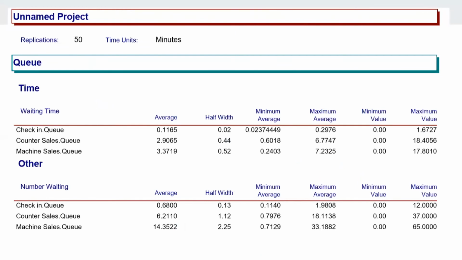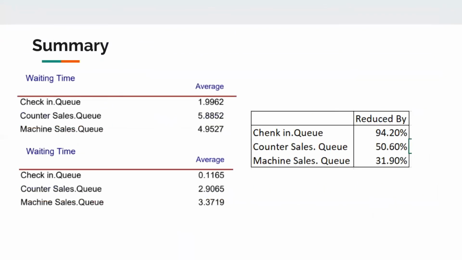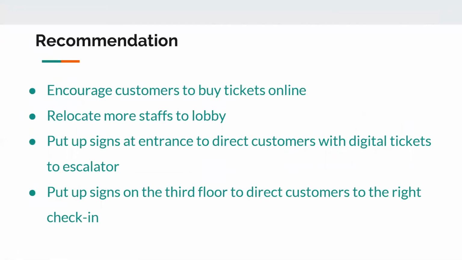Here comes our summary. So based on our observation and simulation model, we came up with the better arrangement of the theater resource by relocating more staff to check-in stands or counters and adding 2 more vending machines. Check-in queue time could be reduced by 94.2%, and counter queue time could be reduced by 50.6%, and machine queue time could be reduced by 31.9%. And we have 4 recommendations for the AMC Empire 25 Theater.